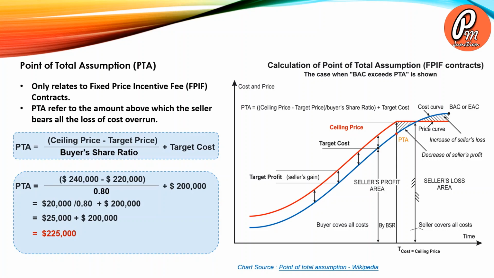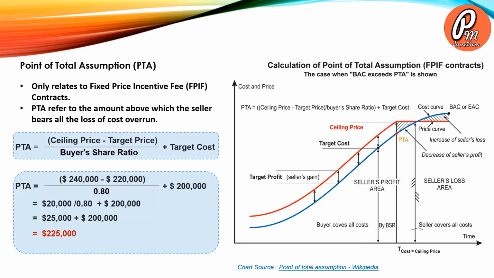The red curve shows the target price and the blue curve shows the cost curve. So the PTA is a point beyond which the seller starts losing his profit, and when it touches the ceiling price and crosses it, the seller starts incurring a loss. So PTA is a trigger point for the seller to monitor his actual cost to save his profit.